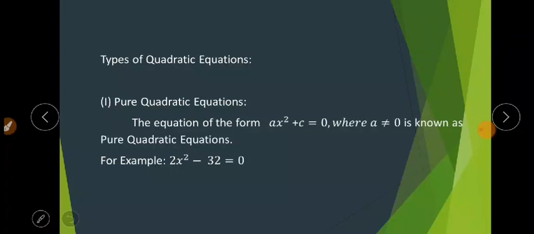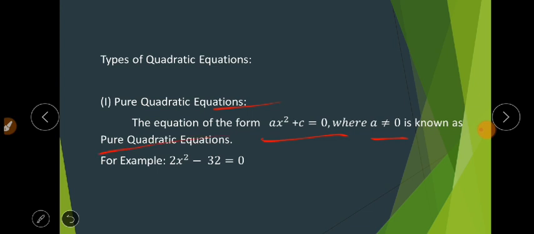Next we have the types of quadratic equation. As I told you, we have four different types under quadratic equation. Pure quadratic equation: the equation of the form ax square plus c is equal to 0, where a is not equal to 0, is known as a pure quadratic equation.